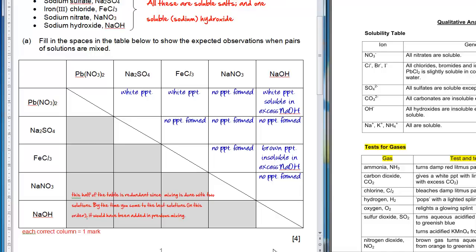When you have such a wealth of information, it allows you to distinguish one solution from another based on its behavior. You can see that this table is divided in half, and one half is really redundant, because since we are doing mixing, by the time you come to the last few solutions, you have already done mixing of this solution in the previous part. So for this kind of table, we just fill half of it.